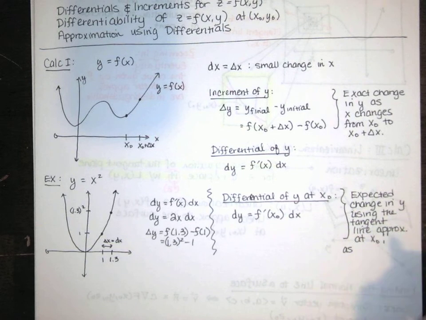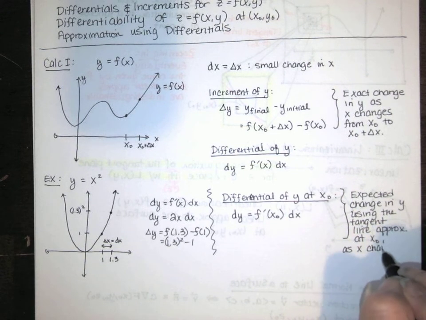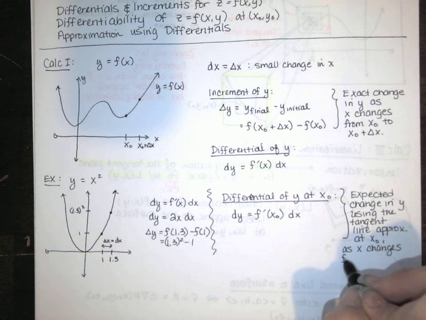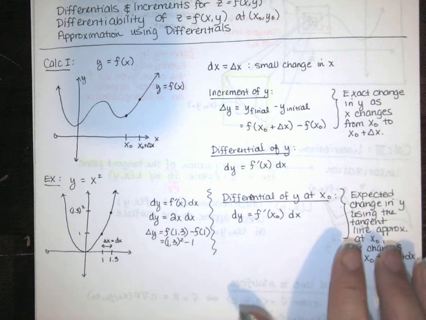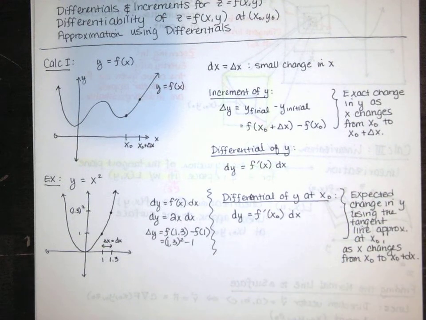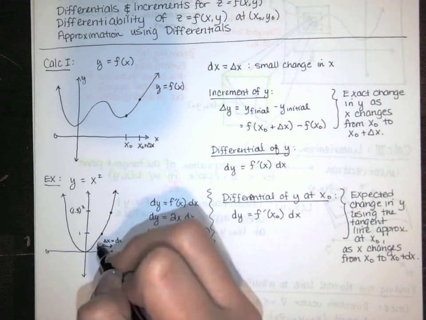As x changes from x naught to x naught plus delta x, or x naught plus dx, because those are going to be the same thing. So this is the expected change in y using the tangent line as an approximation. Okay, well, what do you mean? Let's make it more concrete.